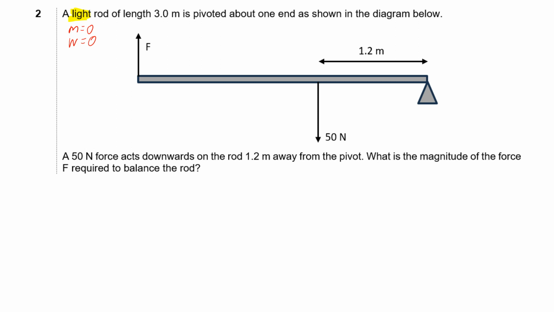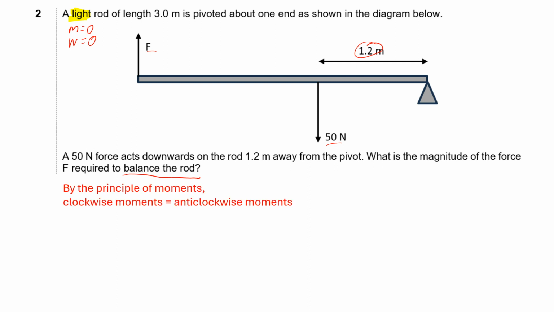Therefore, this diagram has all the forces that we are concerned about, the 50 newtons as well as this force F. You can see over here, this 50 newton force acts downwards 1.2 meters away from our pivot, and we want to find the magnitude of the force F on the left required to balance the rod. So the first thing, before we even start, is to realize that we are trying to balance the rod. So what we should apply is the principle of moments.